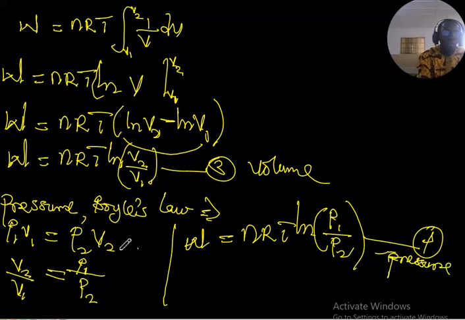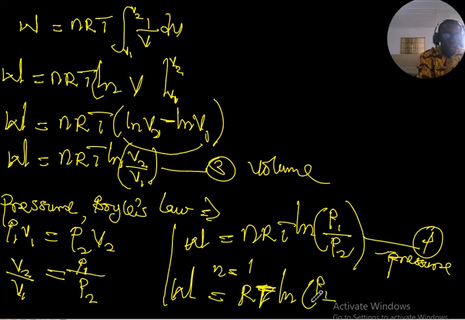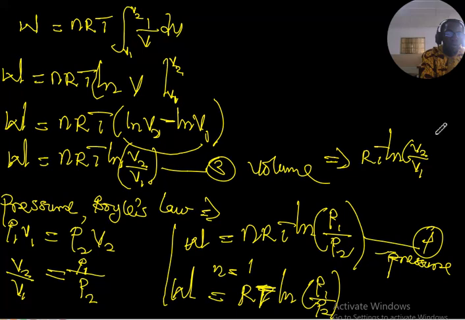Now what we have considered so far is dealing with n moles of a gas. If n equals 1, if you are dealing with 1 mole of a gas, the work done in terms of pressure could now be RT ln P1 over P2, and in terms of volume it could be RT ln V2 over V1. That gives the equation of a reversible isothermal expansion, the work done in an isothermal expansion, in terms of pressure and volume.